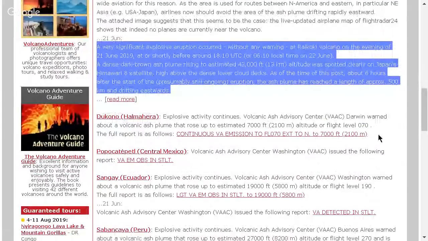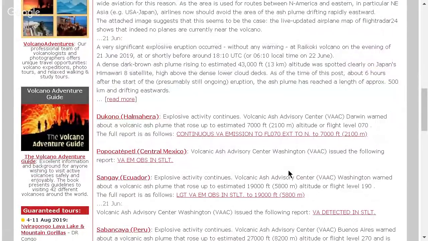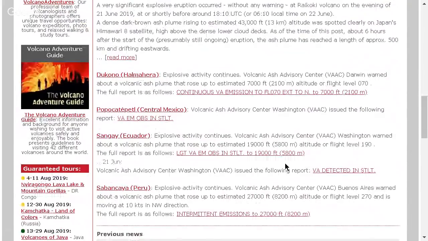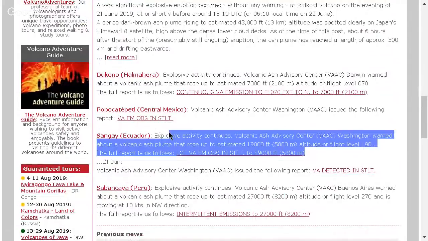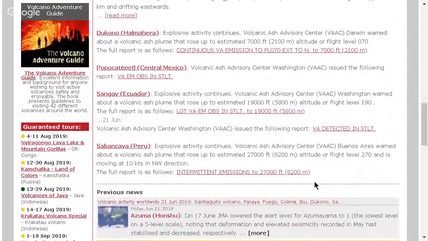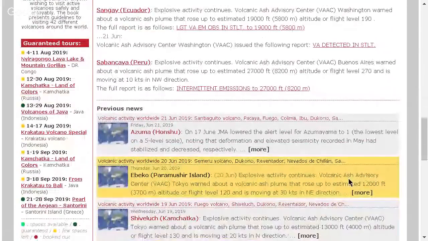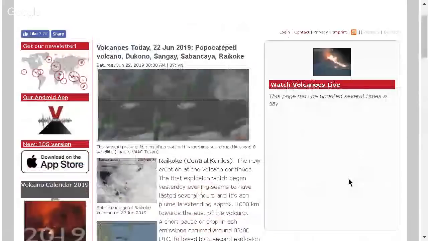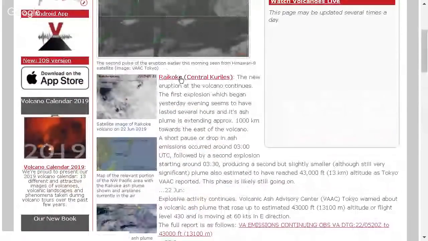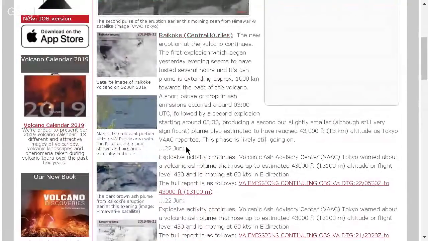Dukono is still producing a 7,000 foot plume, as it has for ages. Popocatépetl is now back on the list, emitting but not exploding, like Sangay, which is exploding and producing a 19,000 foot ash plume. And Sabancaya with a 27,000 foot ash plume. Now this 43,000 footer here at Raikoke, that's pretty close to the stratosphere.